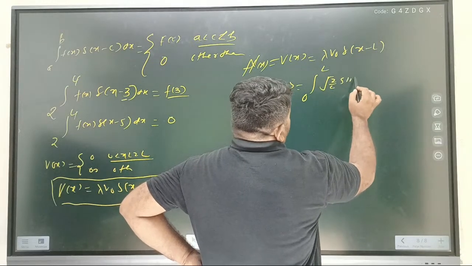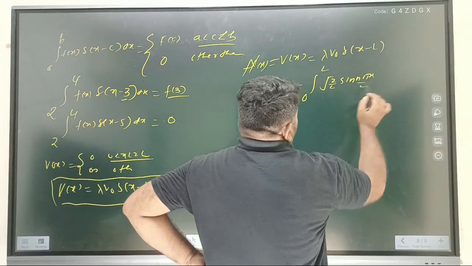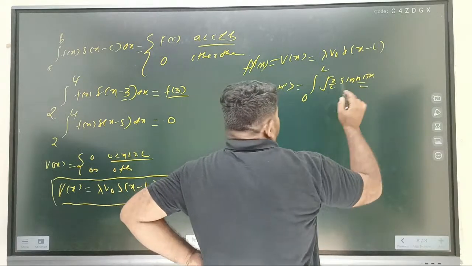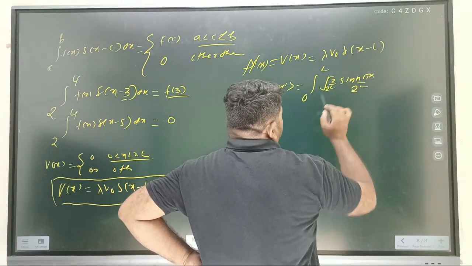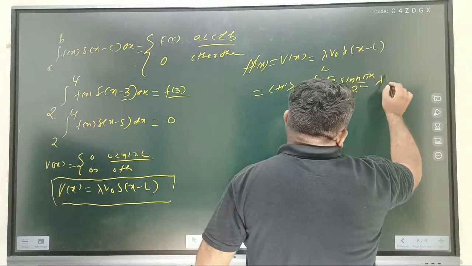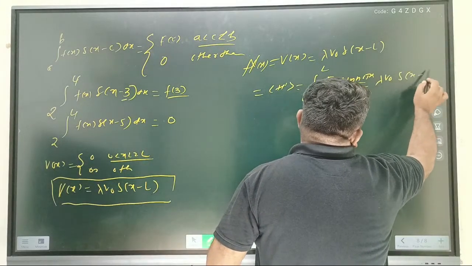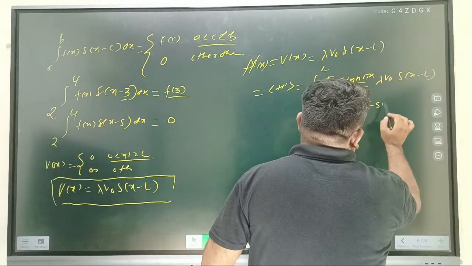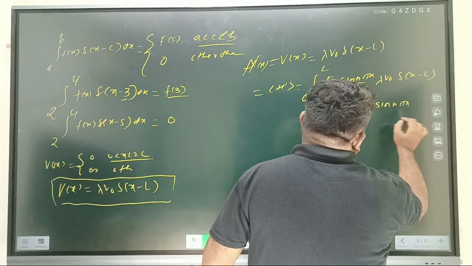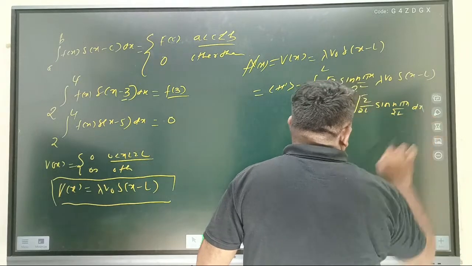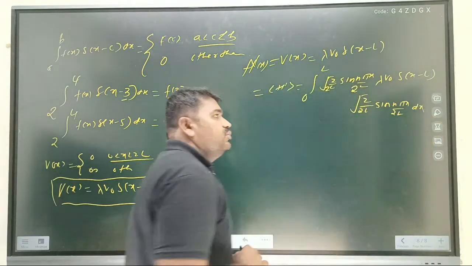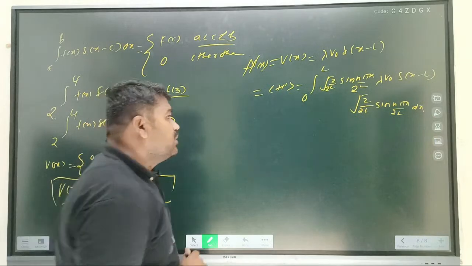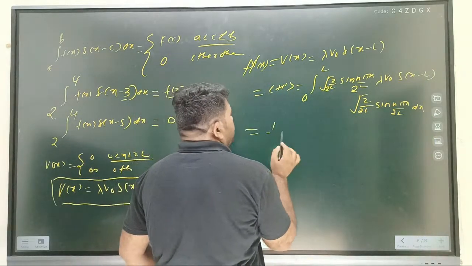Root 2 by L sin n pi x upon L, into, but here the box system has width 2L, then lambda v naught delta x minus L into the second function, 2 upon 2L into sin n pi x upon 2L into dx. Clear? Root 2 upon 2L, the 2 gets cancelled. 1 by root L, 1 by root L, means simply 1 by L.